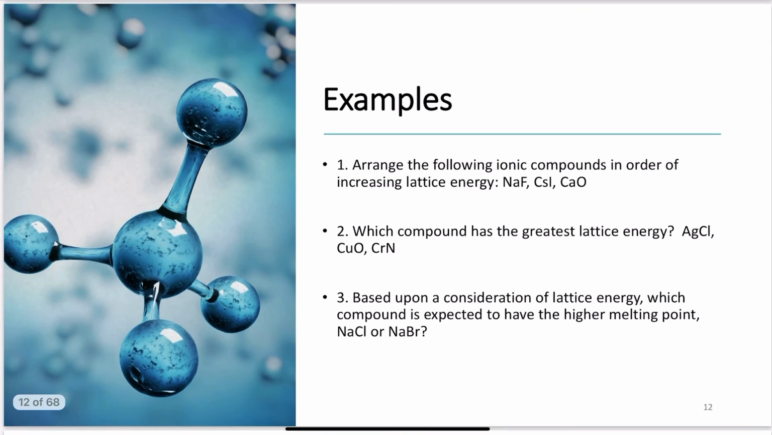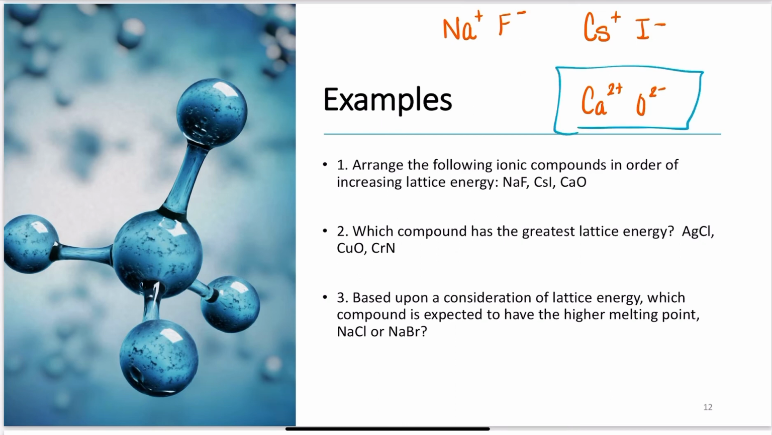Let's work a couple examples. I want you to arrange the following ionic compounds in order of increasing lattice energy: NaF, CsI, and CaO. To do this, I want you to think about what these break up into. Na plus and F minus, Cs plus and I minus, Ca2 plus and O2 minus. I immediately see this has got a positive 2, minus 2 charge, which means for increasing lattice energy, this is going to have the greatest lattice energy.